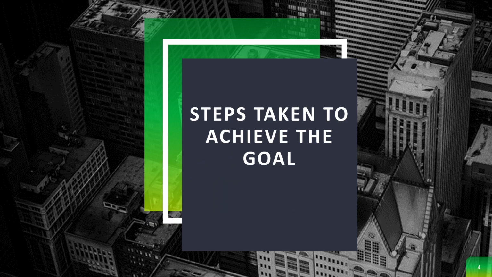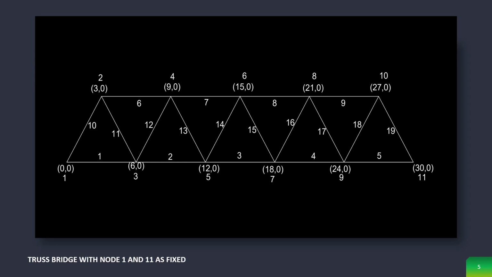So coming to the steps taken to achieve the goal. This is the bridge that I have taken. It is a truss bridge with 11 nodes, and each element is also numbered, and there are 19 elements. I have written all the coordinate values of this truss bridge. Here, node 1 and node 11 are fixed. So my first aim is to find the frequency values of this truss.